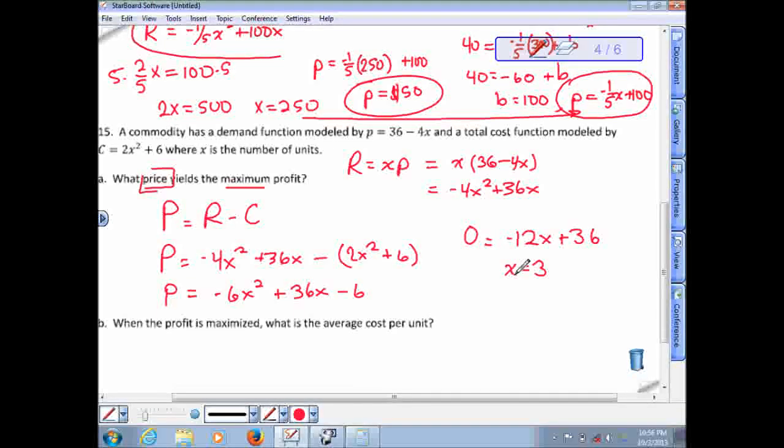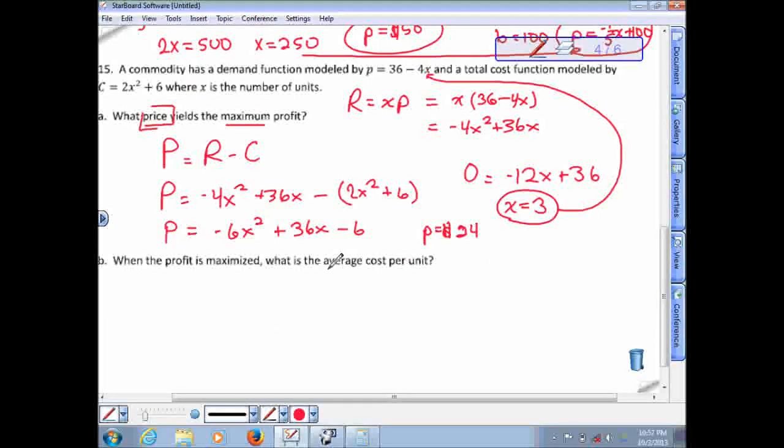What price is that? Well, if we plug a 3 into the price function there, 4 times 3 is 12. 12 from 36 is 24. So lowercase p, the price, is $24.